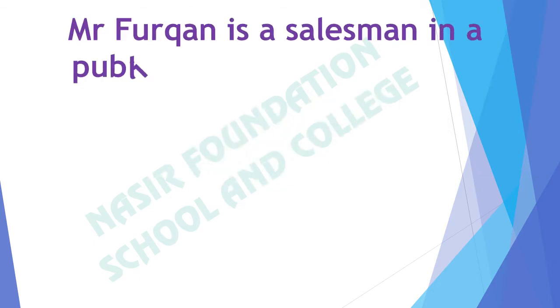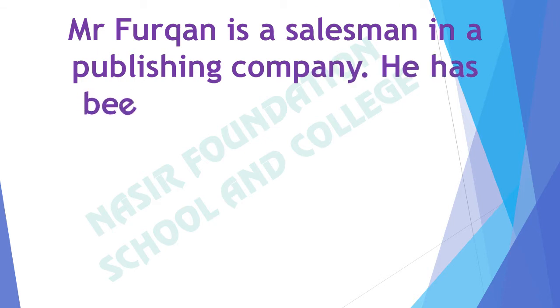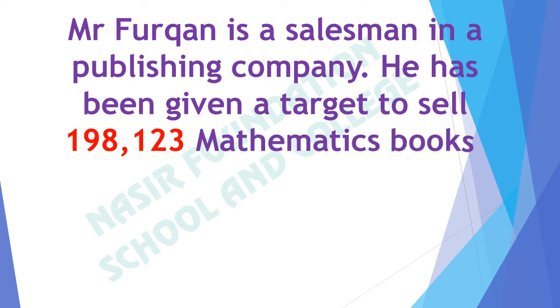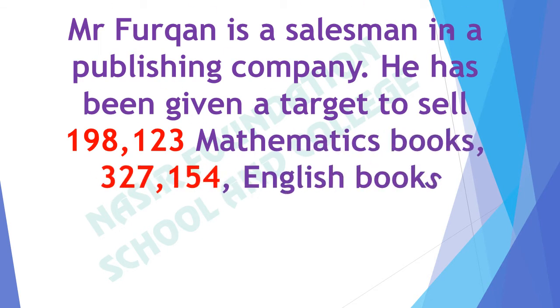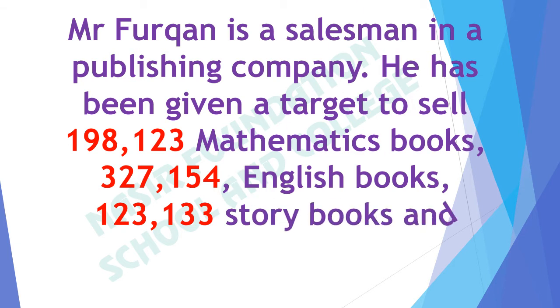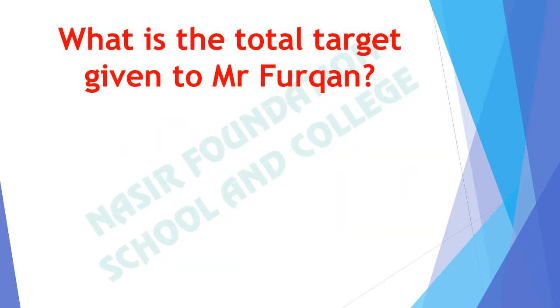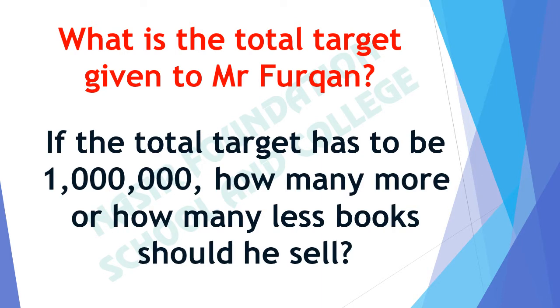Mr. Furqan is a salesman in a publishing company. He has been given a target to sell 198,123 mathematics books, 327,154 English books, 123,133 storybooks, and 421,124 dictionaries. What is the total target given to Mr. Furqan? If the total target has to be 1 million, how many more or how many less books should he sell?